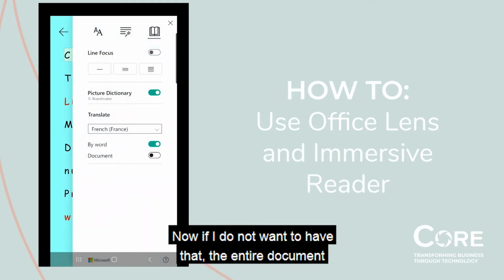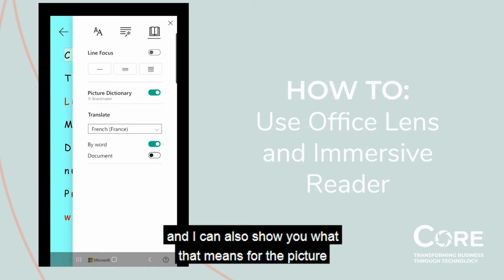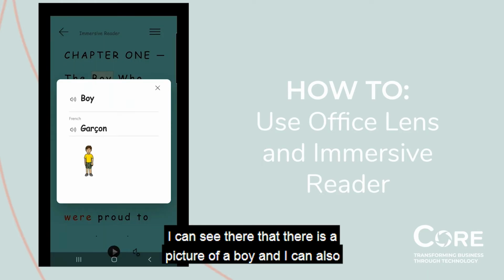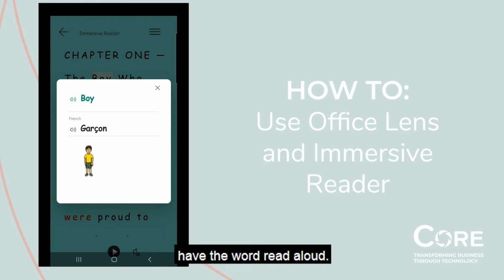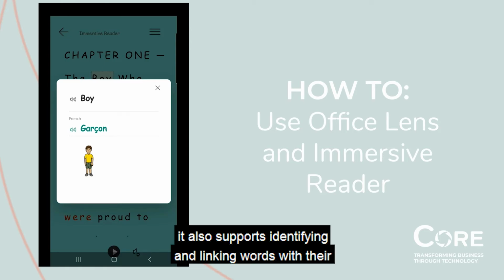Now if I do not want to have the entire document translated, I can select certain words to be translated, and I can also show you what that means for the picture dictionary. So let's say, for example, the word boy. I can see there that there is a picture of a boy, and I can also have the word read aloud. Boy. Or I can have it read aloud to me in French. Garçon. Now this helps to support pronunciation of words, but it also supports identifying and linking words with their uses.